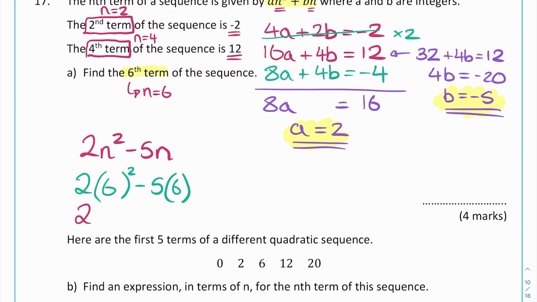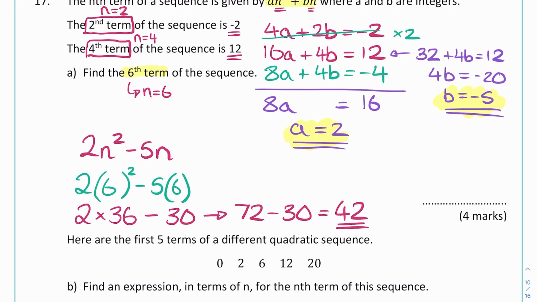So that's 2 times 36. Take away 5 times 6 is 30. 2 times 36 is 72. So 72 take away 30. 72 take away 30 is 42. So there we go. There's our final answer, 42, and that would be the sixth term in the sequence.